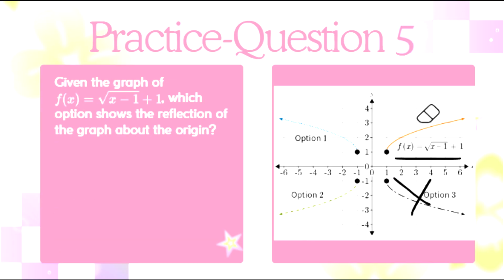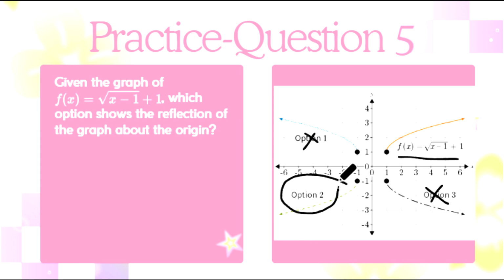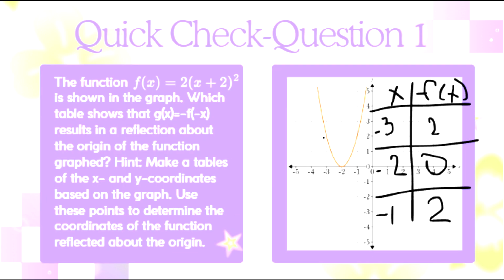And here is practice question number 5. Given the graph of f of x is equal to the square root of x minus 1 plus 1, which option shows the reflection of the graph about the origin? Here's our original. It's not this one because it only flipped over the x-axis. It's not this one because it only flipped over the y-axis. It's this one.